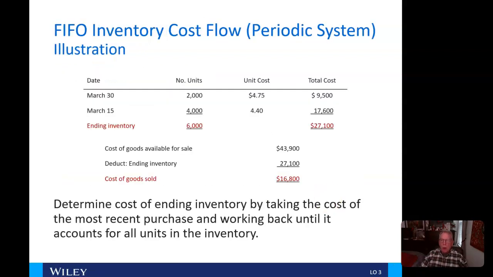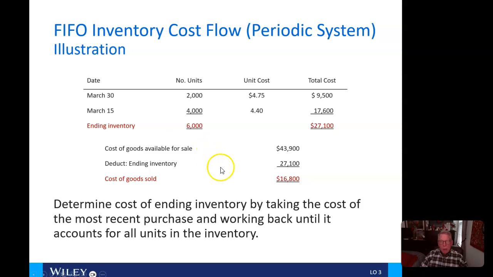So here, we're going to do this under a periodic system. We're going to do it somewhat similarly to what we did before. We're going to wait till the very end. We know that we had 6,000 units. We know that that ending inventory cost us 27,100 because we know these costs as we purchase them. So the goods available for sale, again, will be 43,900. And we're going to deduct this ending inventory here of 6,000 units.